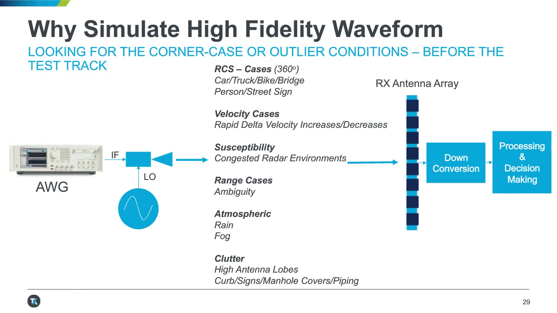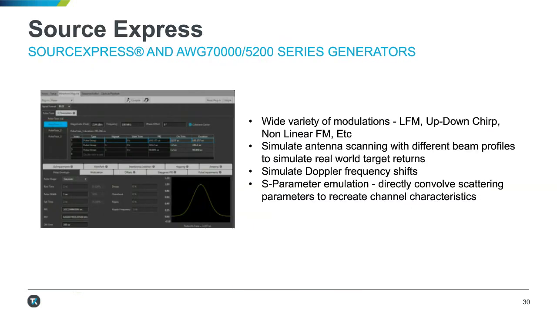Tequniques has a product called SourceExpress, and that's the software that we use to generate all these scenarios. So we have all the modulation types, the up and down chirps that we need to generate. We can simulate antenna scan patterns, we can do different beam profiles, we can do the radar cross-section for different target returns, and the different Doppler frequencies. So the software works on both types of hardware. So we have high-performance arbitrary waveform generators and mid-performance arbitrary generators. Some are good for generation of long-range targets, and others are great for generation of short-range targets.